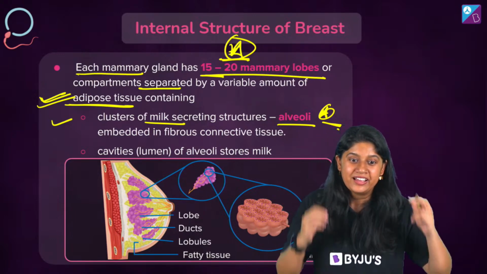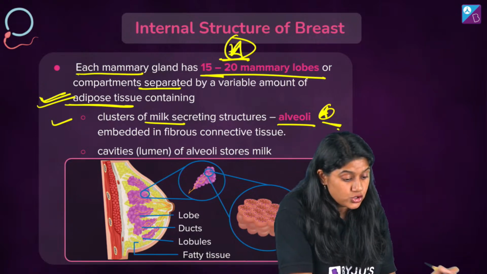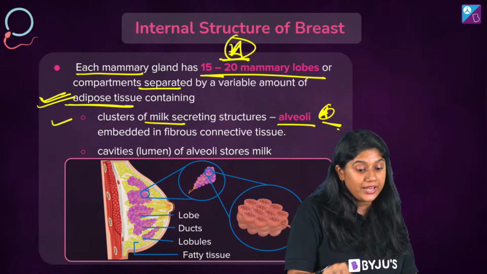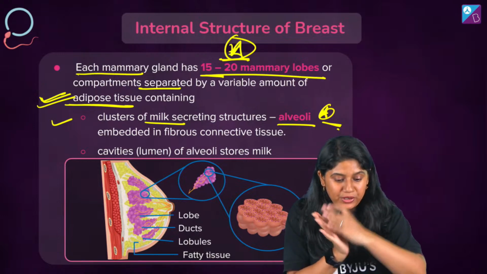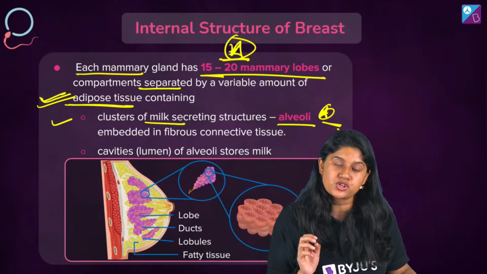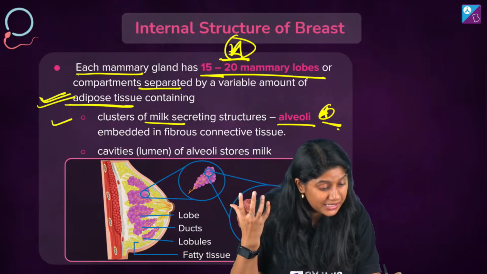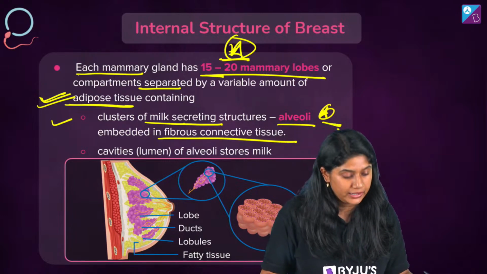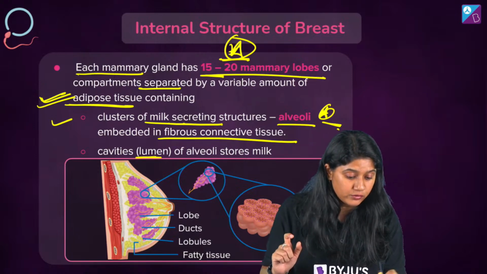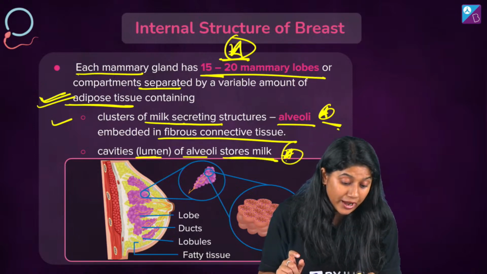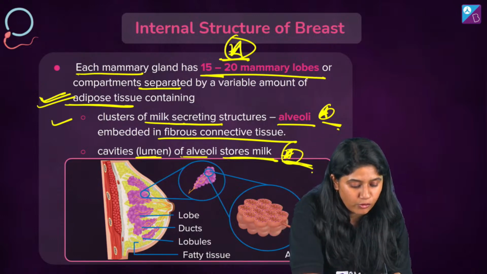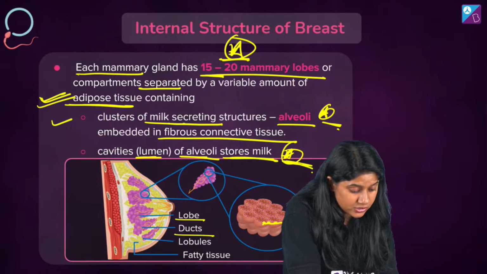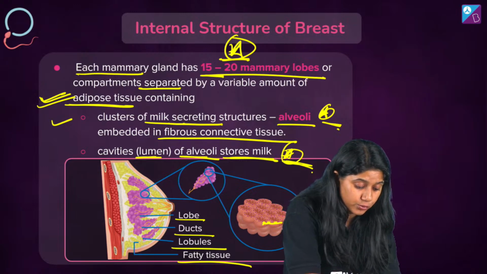So, what we have over here, everyone? We have the mammary glands, which have 15 to 20 mammary lobes altogether, or compartments separated by a variable amount of adipose tissue. Most importantly, we have the cluster of milk-secreting structures, the alveoli, which are embedded in the fibrous connective tissue. We have the cavity, the lumen of the alveoli, which stores the milk. Again, everyone, where is the milk stored? In the lumen of the alveoli. Over here we can see the alveoli, the lobes, the ducts, the fatty tissues, and the lobules.